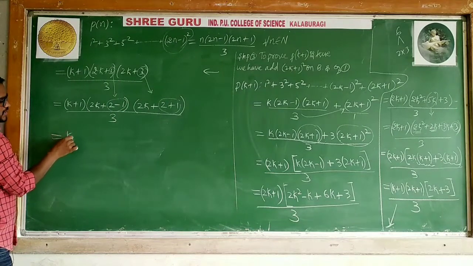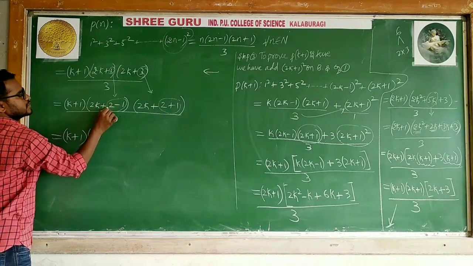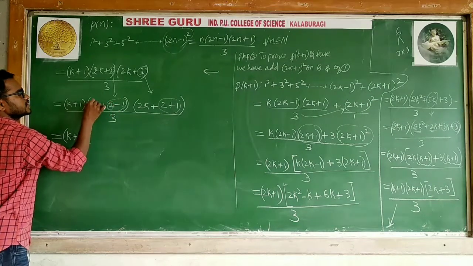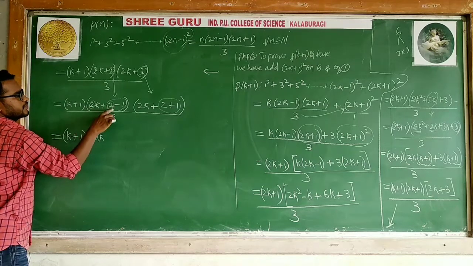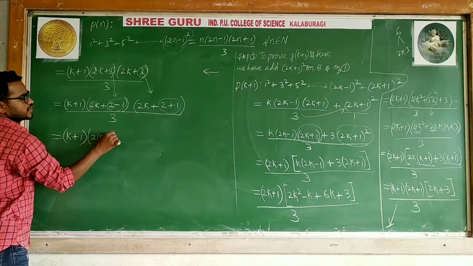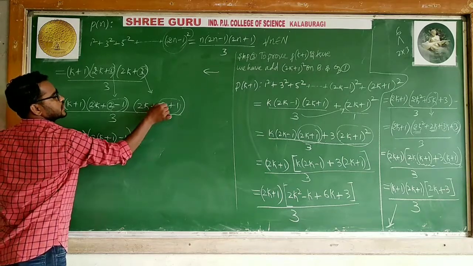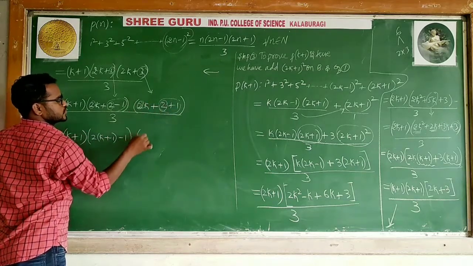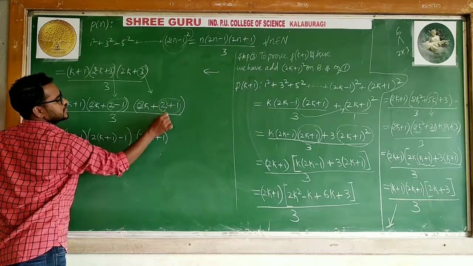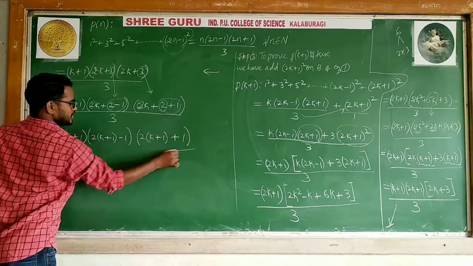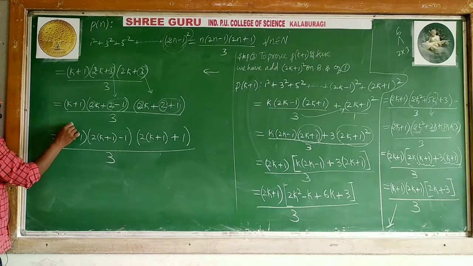Yes, now k plus 1. Now, is 2 common? 2 common in these two. 2 common means k plus 1, remains minus 1. Yes. Now here again 2 common in these two. What remains? 2k plus 1 plus already 1. Whole divided by 3.